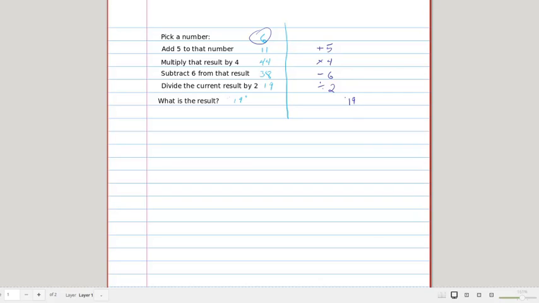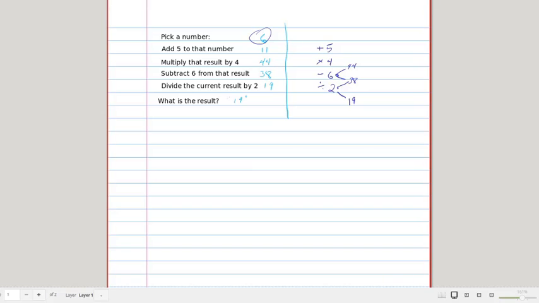So the way I would figure out what your original number was, I would work backwards. I would say, all right, if you ended up with 19 and you divided by 2 to get that, then before you divided by 2, you must have had 38. So in other words, I multiplied by 2. And then before you had 38, you had something that you subtracted 6 from. So to figure out what that is, I would add 6 to get 44.